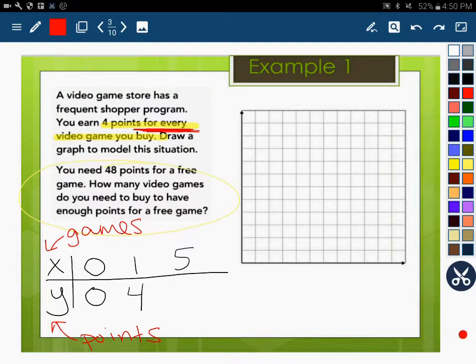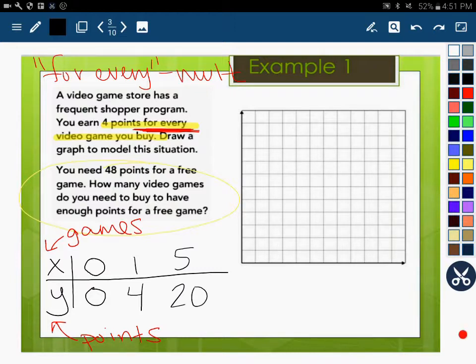I'm going to write that as a note at the top. For every means multiply. Now we talked about this before break as well. We said words like per meant multiply. For every also means multiply. Anything that you have a synonym for per, that would be the word multiply. So really, I just want to take that 5 that I put in my table and multiply it by 4. 5 times 4 is 20.